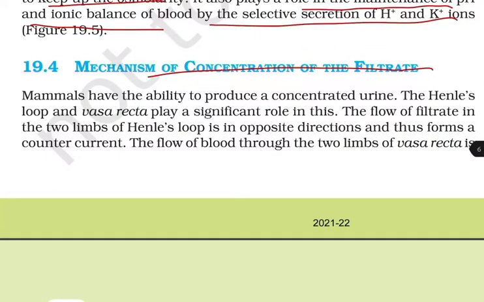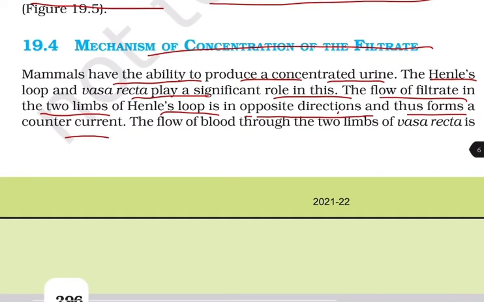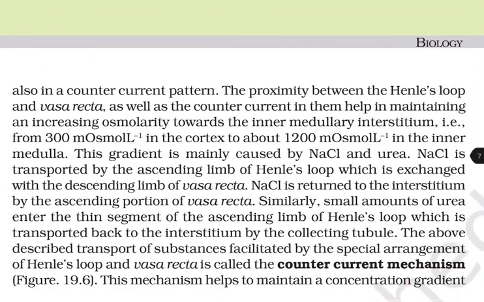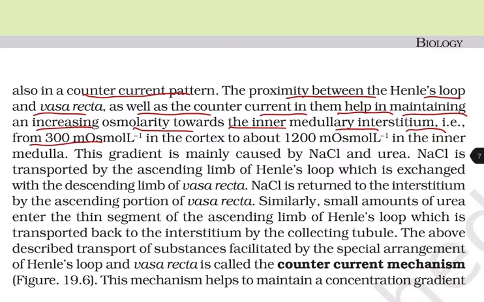Mechanism of concentration of the filtrate. Mammals have the ability to produce a concentrated urine. The Henle's loop and the vasa recta play a significant role in this. The flow of filtrate in the two limbs of Henle's loop is in the opposite direction and thus forms a counter current, and the flow of blood through the two limbs of the vasa recta is also in a counter current pattern. The proximity between the Henle's loop and the vasa recta as well as the counter current in them help in maintaining and increasing osmolarity towards the inner medullary interstitium, that is from 300 milliosmoles in the cortex to about 1200 milliosmoles in the inner medulla.